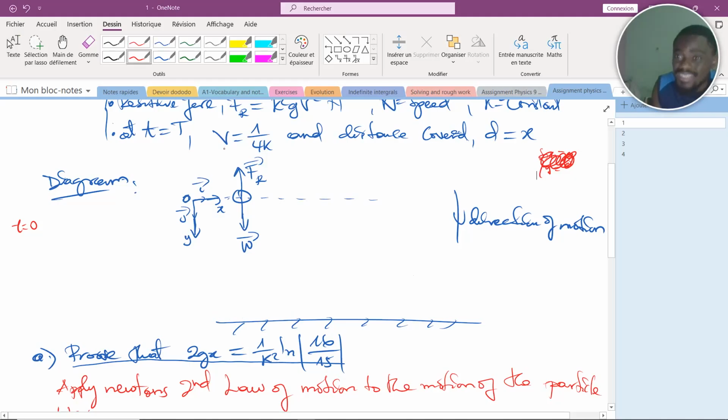But here, nothing is mentioned. So you choose your origin of reference as you want. And the best way to choose it is to always put it where the particle is starting the motion. You understand? So this is where I place it. I put my y here, x here. Don't forget to always put your i vector here and your j vector in the j direction. So let's move to the next question.